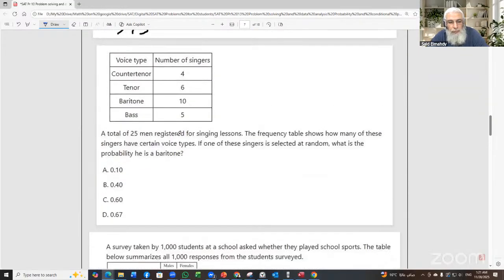A total of 25 men. So if we add those, we will get 25 total, registered for singing lessons. The frequency table shows how many of these singers have certain voice types. If one of those singers is selected at random, what is the probability he is a baritone? Baritone is 10, so it is 10 over 25, which we can simplify by dividing by 5: 2 over 5. This is 0.4. So the answer is this.